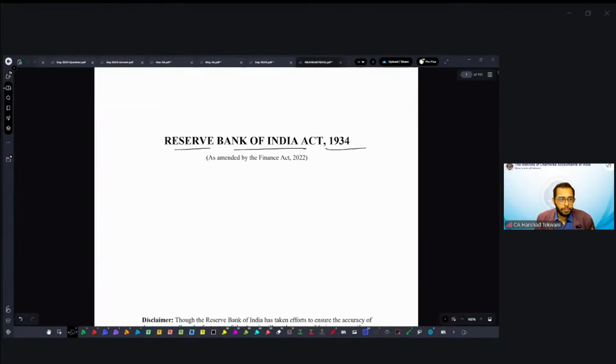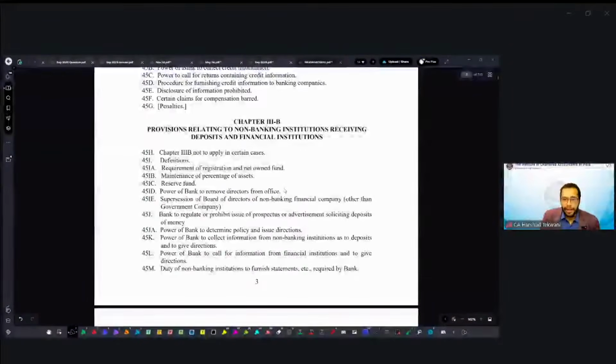There is a chapter under the RBI Act which governs the provisions with respect to the NBFC. That is known as Chapter 3B. If you see, there is a Chapter 3B which governs the provisions relating to non-banking institutions receiving deposits and financial institutions.